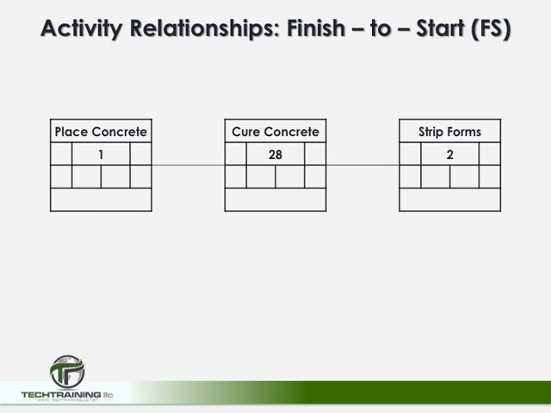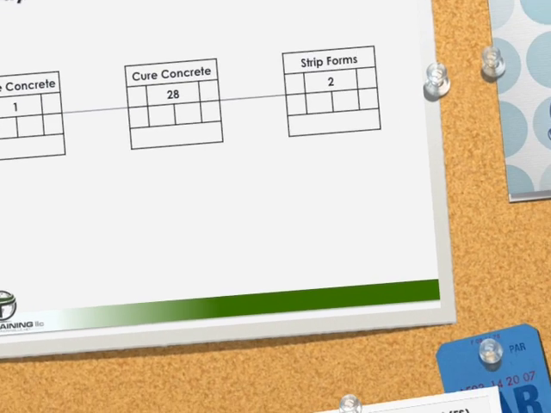It is also worth noting that the link lines between activities consume no resources, not even time, unless, of course, we want them to. As an example, in this typical finish to start relationship, the link lines consume no time. Our first activity is to place the concrete. The next activity is curing the concrete, which takes 28 days. And then the last activity is stripping the forms, which is going to take 2 days.